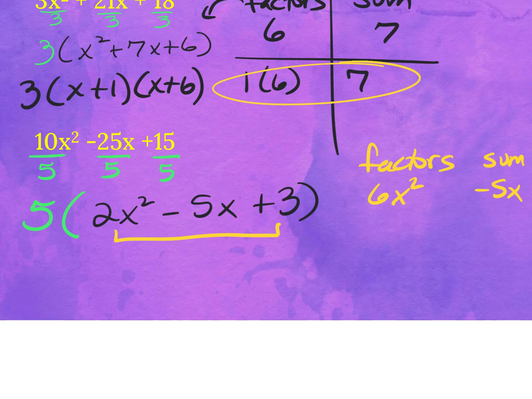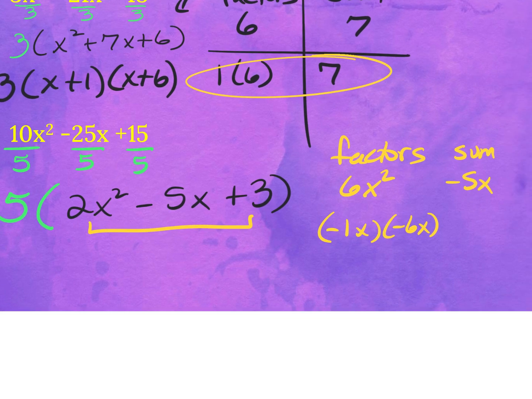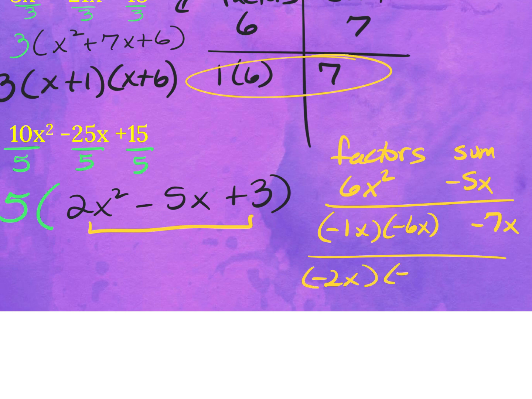So my factors here are negative 1. The signs have to be the same because it's a positive 6. And the signs they're both going to have is the sign of the middle. So negative 1 and negative 6 will give me the positive 6x squared. But when I add them, negative 7. Not what I need. So I'll go to the next group of factors, negative 2x and negative 3x. And when I add that, this is the sum that I need.